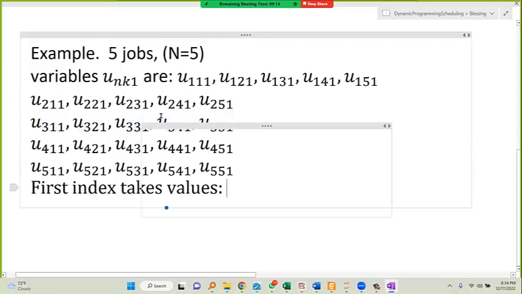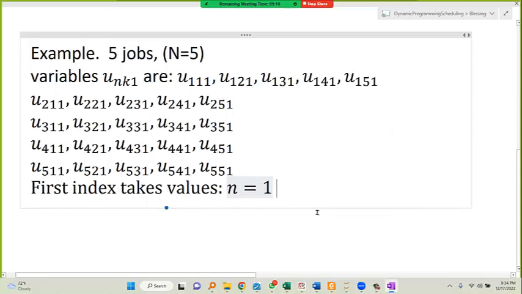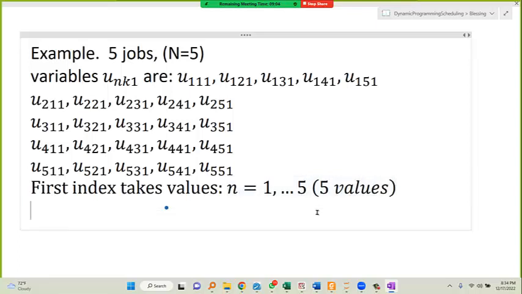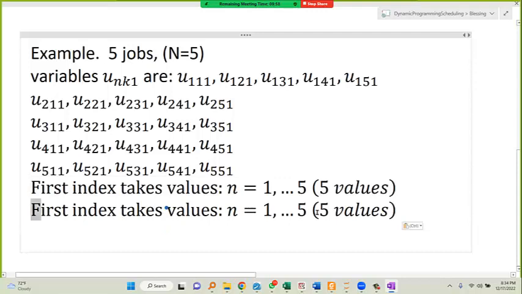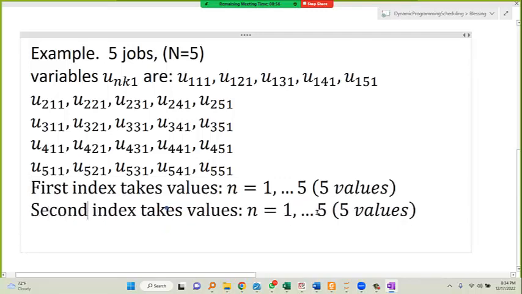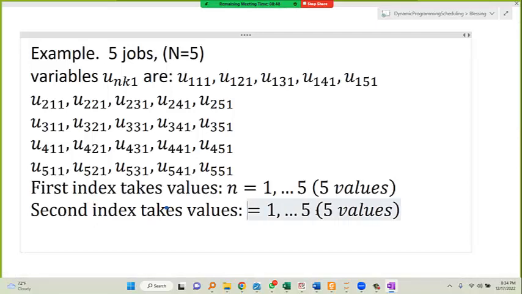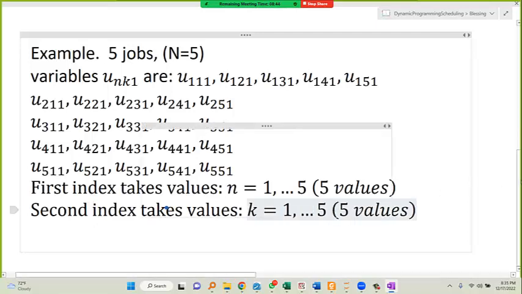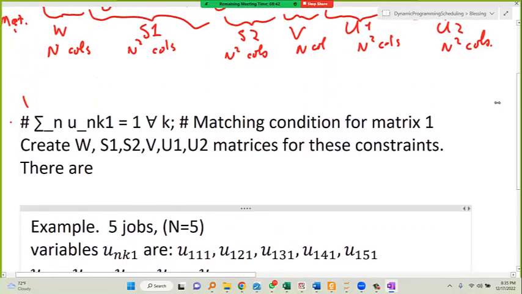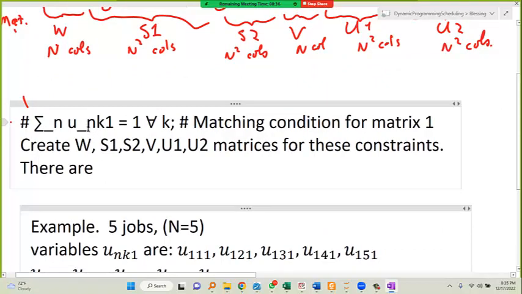Yes, 1 to 5. So there are 5 values. What about the second index? The first one is 1 to 5. The second one is also 1 to 5. So the second index can also take 5 different values. All right. And then the third, it goes back to my question. For each different value of k, there's a different constraint. So how many constraints are there?